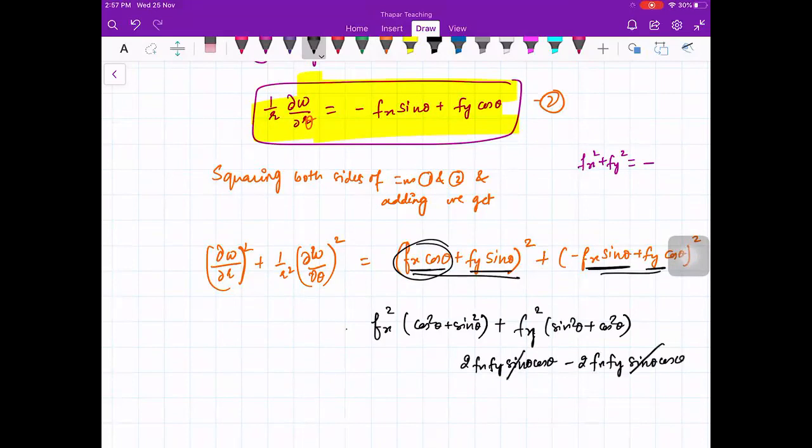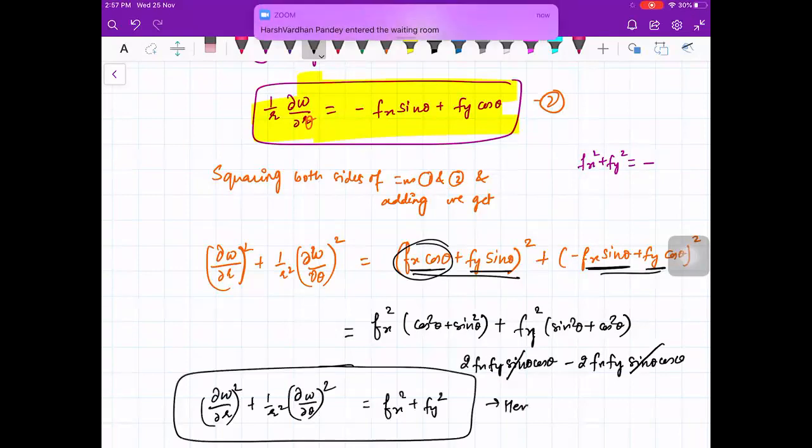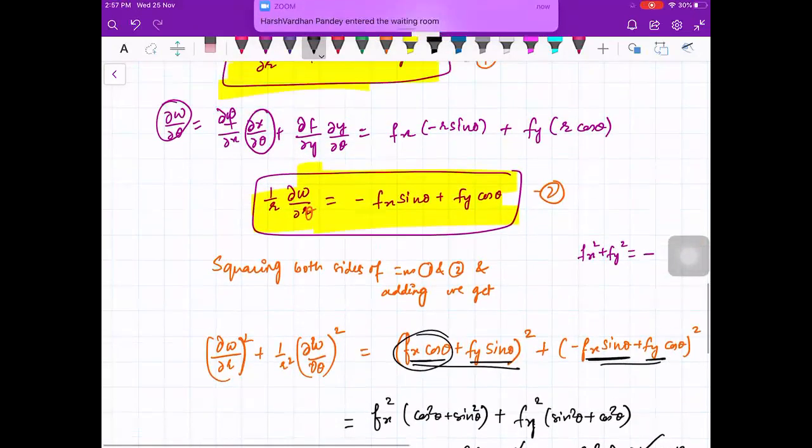This and this will cancel. So you will have Fx square plus Fy square. So this is equal to (∂W/∂R) square plus 1 by R square (∂W/∂θ) square. So this is what we have to prove. Okay. Is that clear? Yeah, sure.